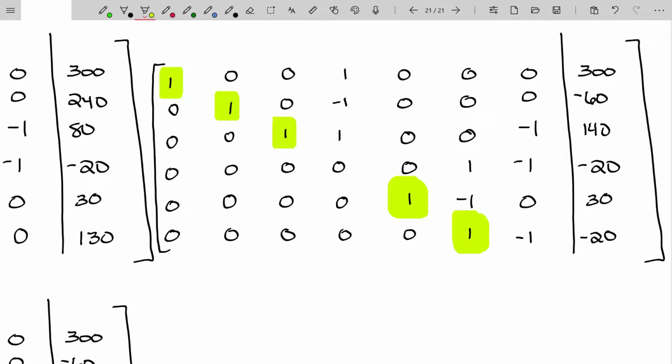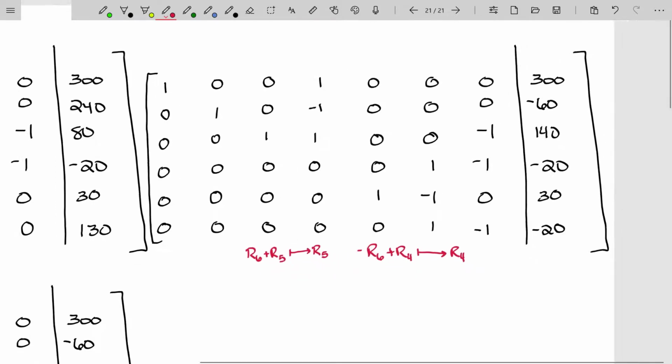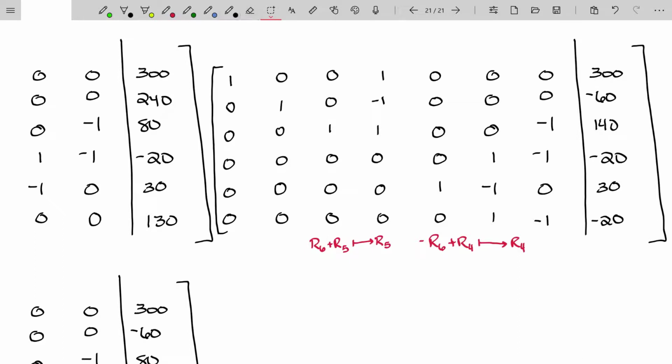You can now use those main diagonals to kill everything above. So for an example, I'm going to take row 6, add it to row 5, and then take the opposite of row 6 and add it to row 4. Let me go ahead and state that. So row 6 plus row 5 becomes new row 5, and the opposite of row 6 plus row 4 becomes the new row 4.